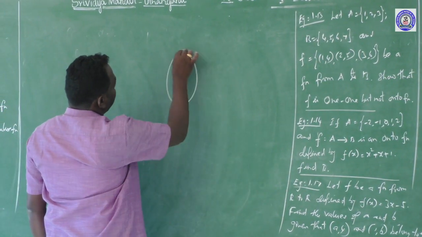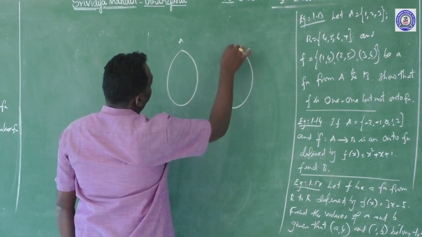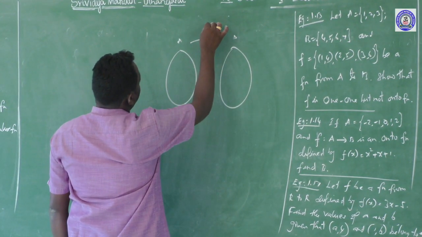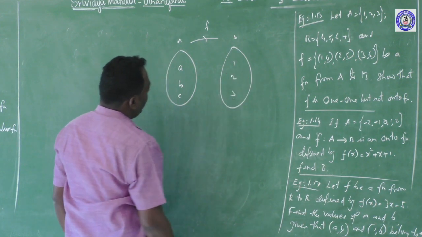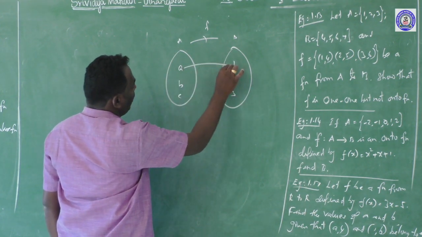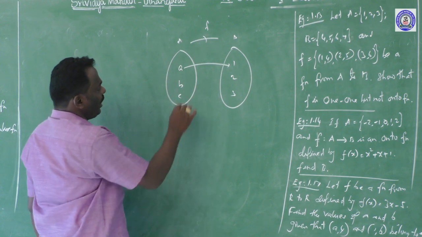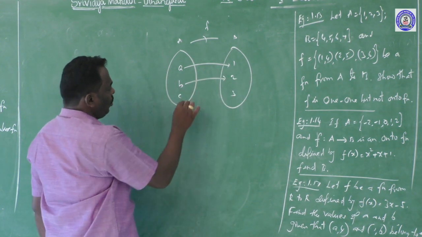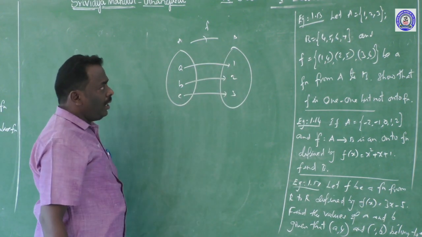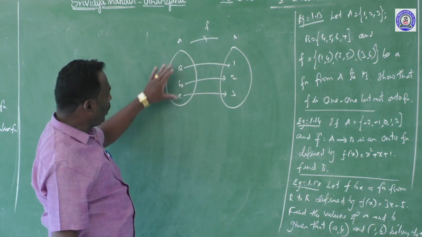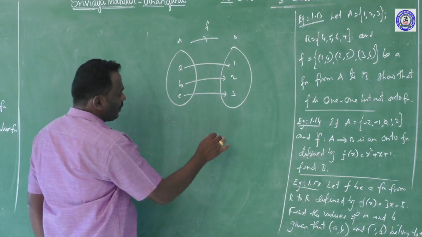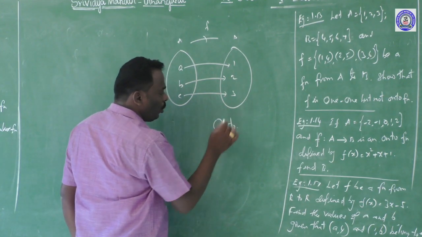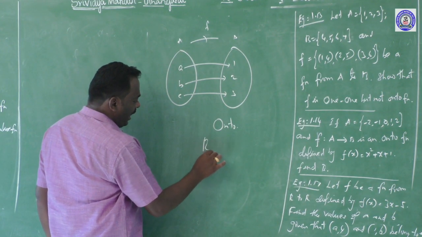Consider the same example. The function f with A, B, C and 1, 2, 3. Again, the image of A is 1, the image of B is 2, and the image of C is 3. Now this is called a 1-to-1 function. Then we want to show what is called onto. Onto concerns the range of the function.